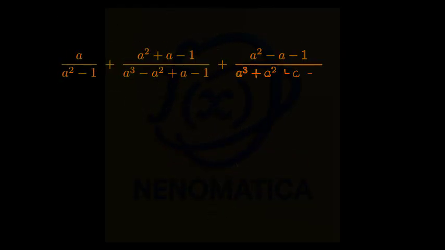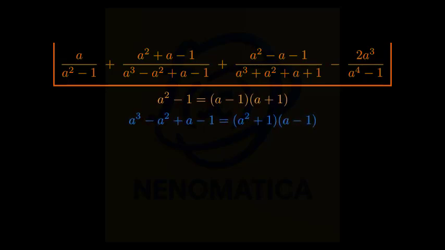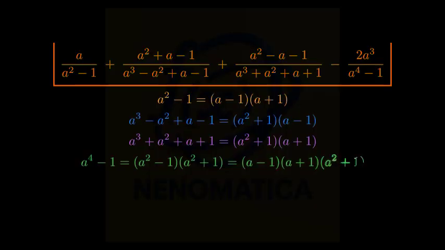We'll start by writing the full expression, and then we will factor every denominator. Step 1. Factor each denominator. A squared minus 1 equals (a minus 1) times (a plus 1). A cubed minus a squared plus a minus 1 equals (a squared plus 1) times (a minus 1). A cubed plus a squared plus a plus 1 equals (a squared plus 1) times (a plus 1). A to the fourth minus 1 equals (a squared minus 1) times (a squared plus 1), which is (a minus 1) times (a plus 1) times (a squared plus 1).